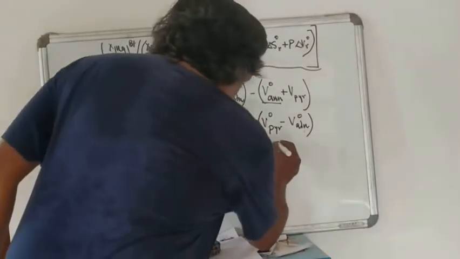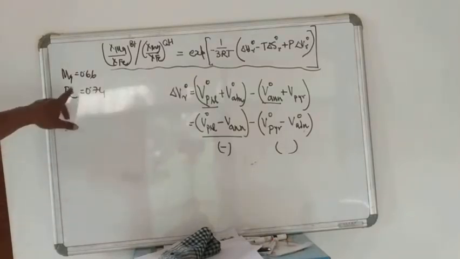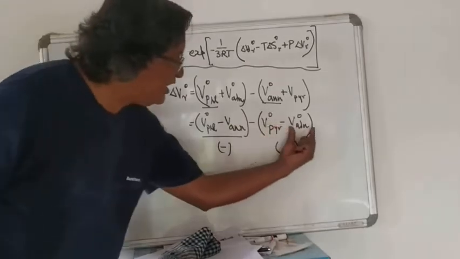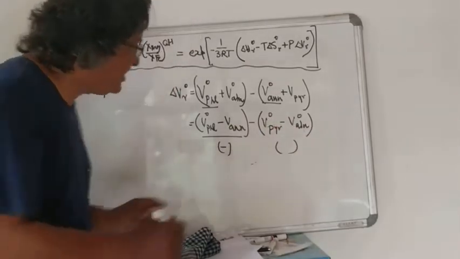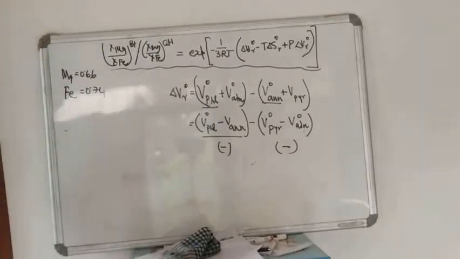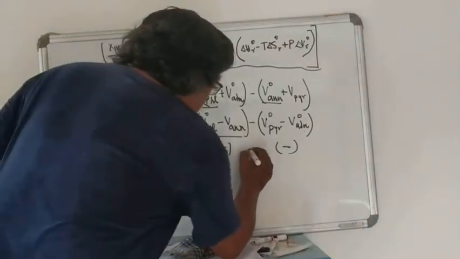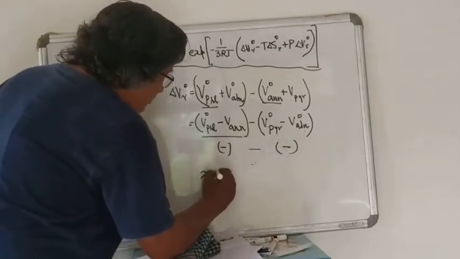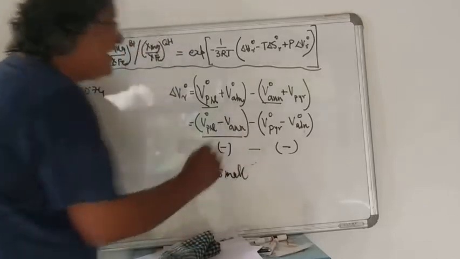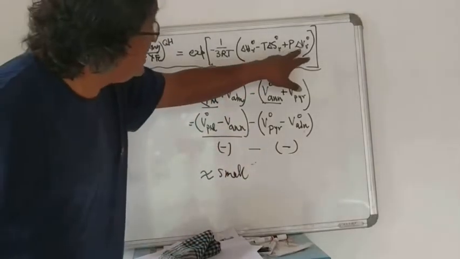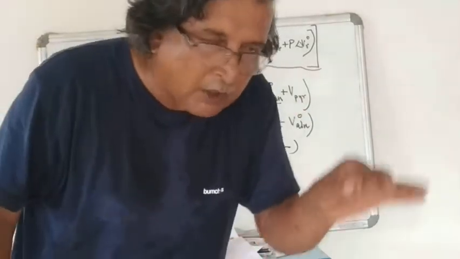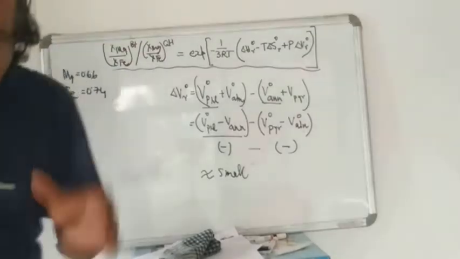And what about this? Again the same thing you see. Magnesium 0.66 minus V0 almandine, which has a slightly higher molar volume. And so this value will be a small negative value. So a small negative value minus a small negative value, this value should be very small. So delta VR0 of the reaction should contribute very little to the energetics of the reaction. Tell me how you understand.